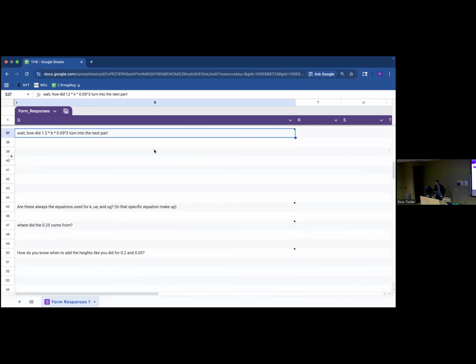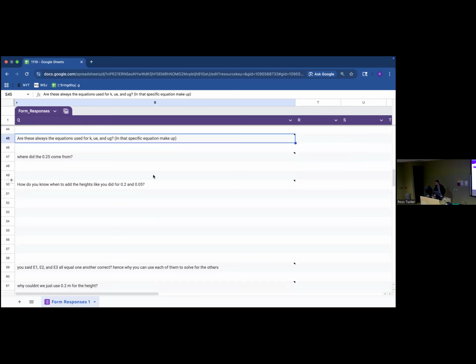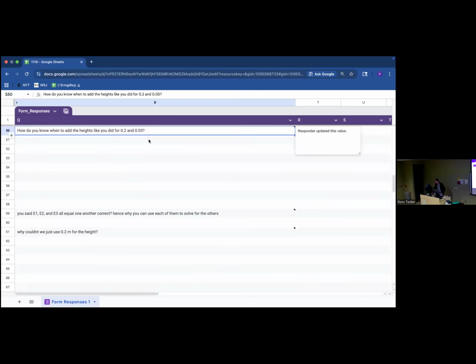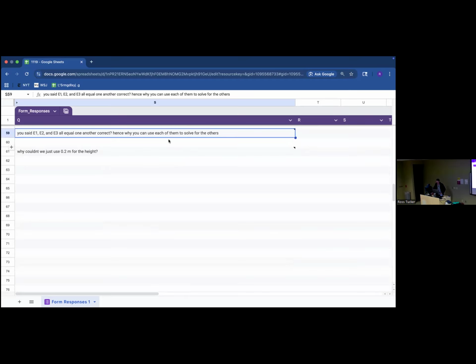Okay, I'm going to solve the 1/2 kx squared again. Are these always the equations for K, Ue, and Ug? Yes, absolutely. K is defined as half mv squared, and so on and so forth. Where did the 0.25 come from? Answered that. When do you add the heights? Answered that. I said the energies are equal to each other. Yes, they are all equal to each other. Use the central one and only equation in this section: initial energy equals final energy plus total other work. There is no other force other than the things given, so initial equals final at each time.